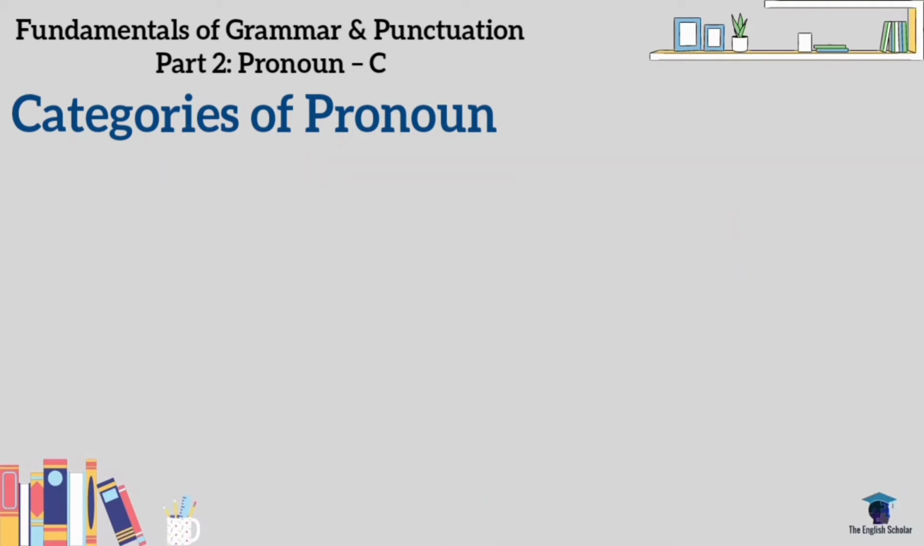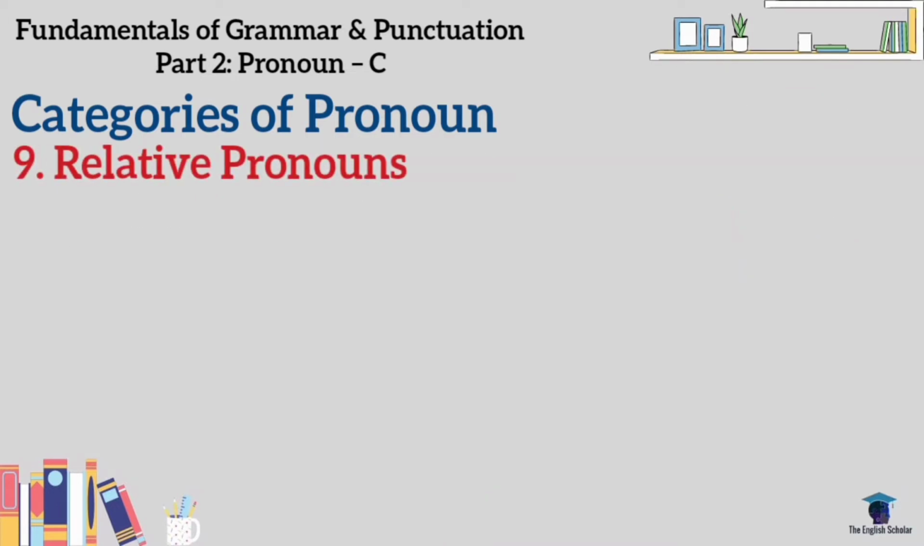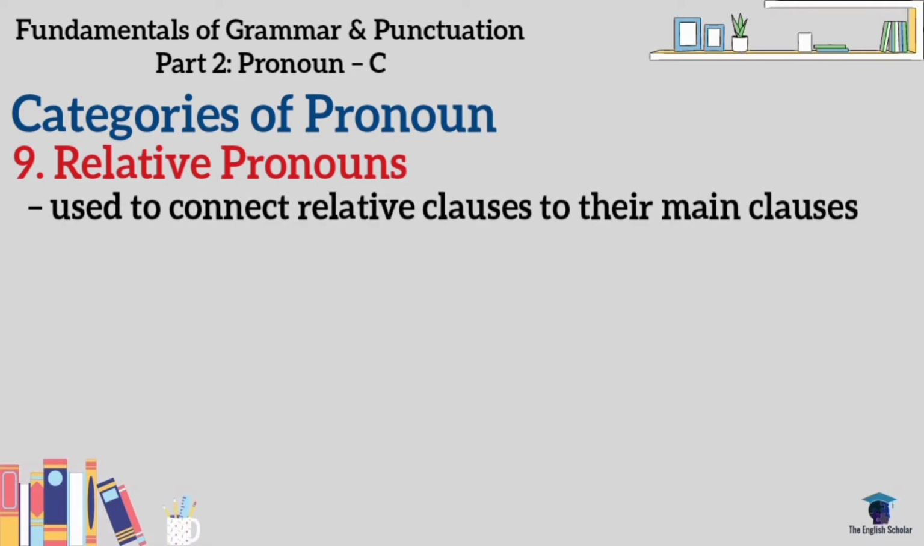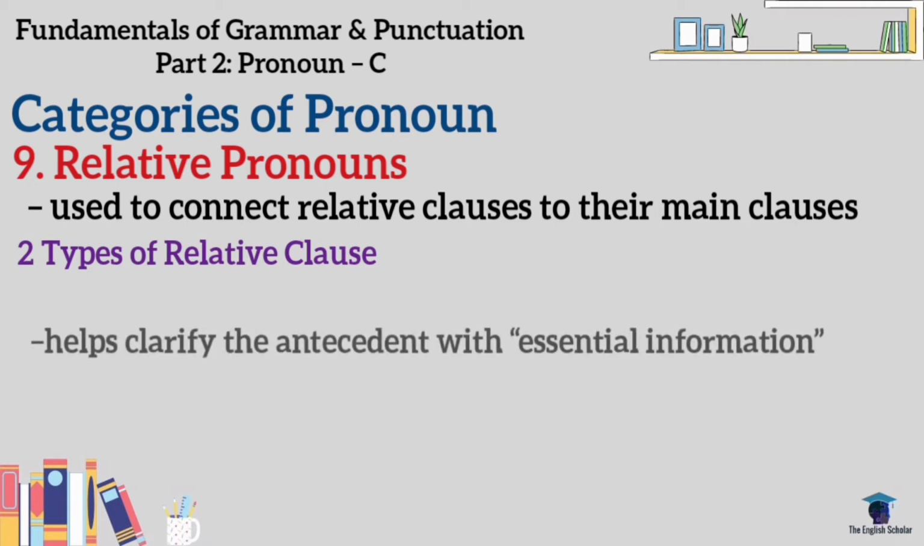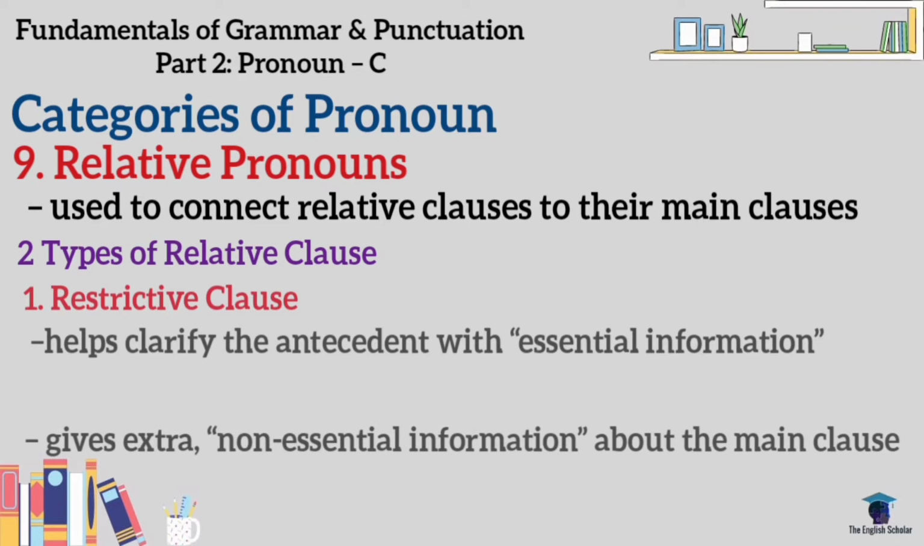Let's have the 9th one, relative pronouns. Relative pronouns are used to connect relative clauses, also known as adjective clauses, to the main clause in a sentence. Relative clauses either help clarify the antecedent with essential information, in which case they are known as restrictive clauses, or else they give extra non-essential information about it, in which case they are known as non-restrictive clauses.